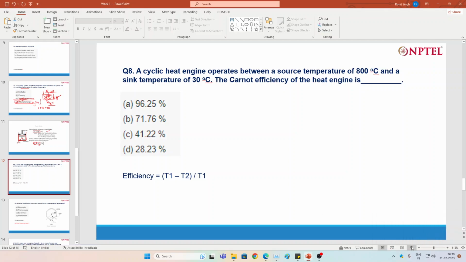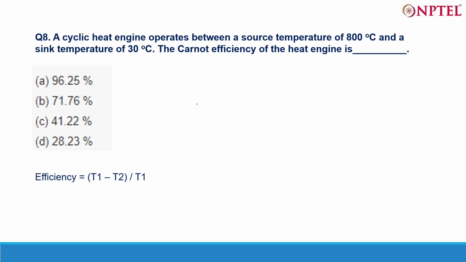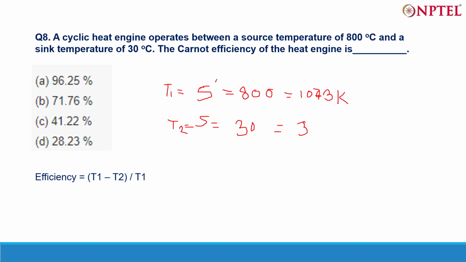So let me solve it for you. Source temperature, let us say S dash, it's 800 degrees Celsius. It's 1073 Kelvin. Sink temperature, this is T1, this is T2, 30 degrees Celsius is equal to 303 Kelvin. Now just put it into the formula.